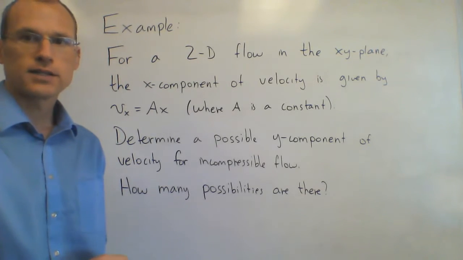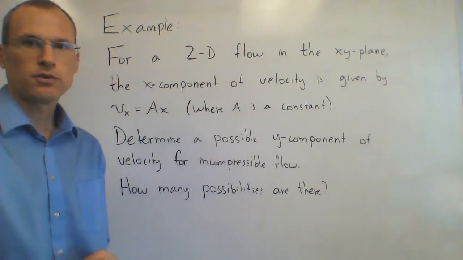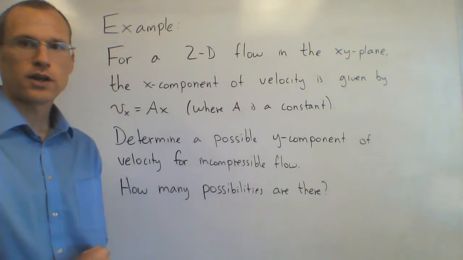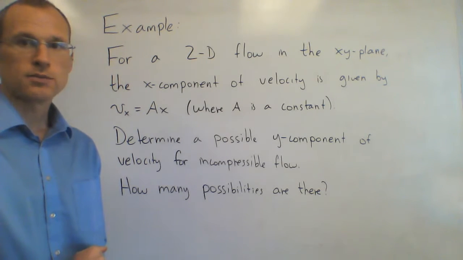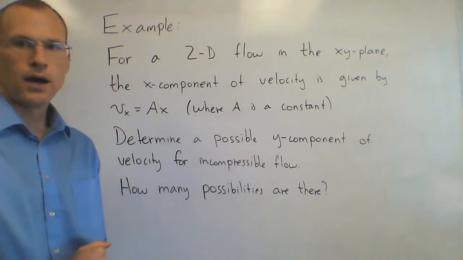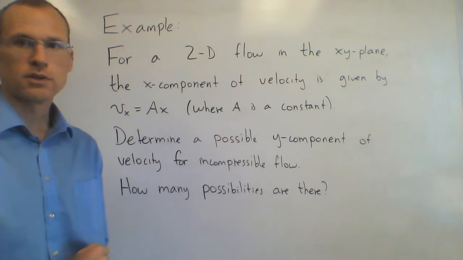So I'm going to finish off today's lesson with a short example. I have a two-dimensional flow in the xy plane. The x component of velocity, vx, is a times x, where a is a constant. I want to determine a possible y component of the flow, and then also figure out how many possibilities there are. So I want to come up with one possibility, then I want to know how many other choices I have.